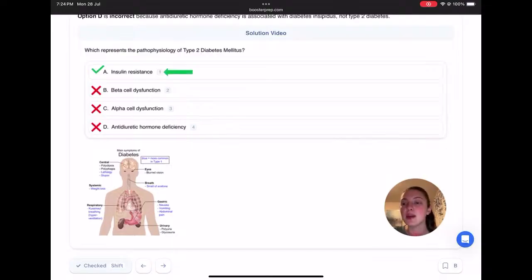So when talking about type 2 diabetes, we know that the pathophysiology is primarily due to insulin resistance and not beta cell dysfunction, alpha cell dysfunction, or antidiuretic hormone deficiency.